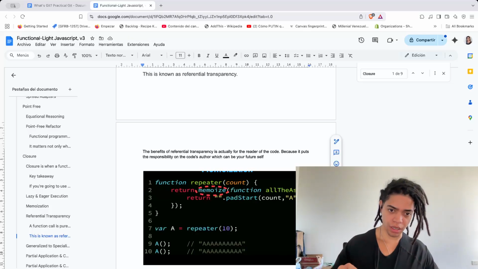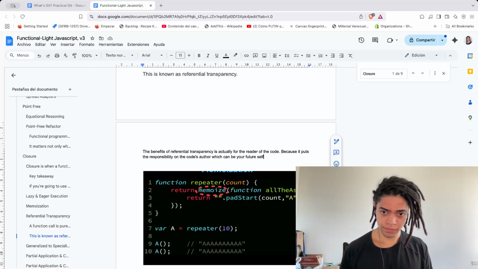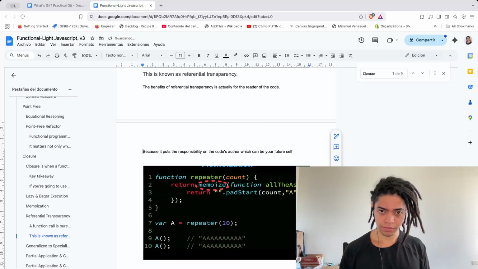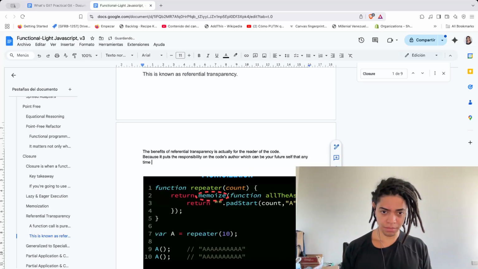Because it puts the responsibility on the code's author, which can be your future self, that anytime you see line 9, you don't have to recompute mentally, since you know what it is.